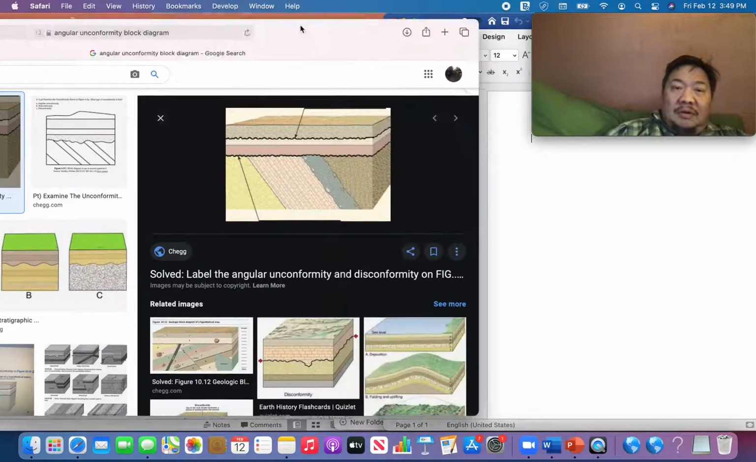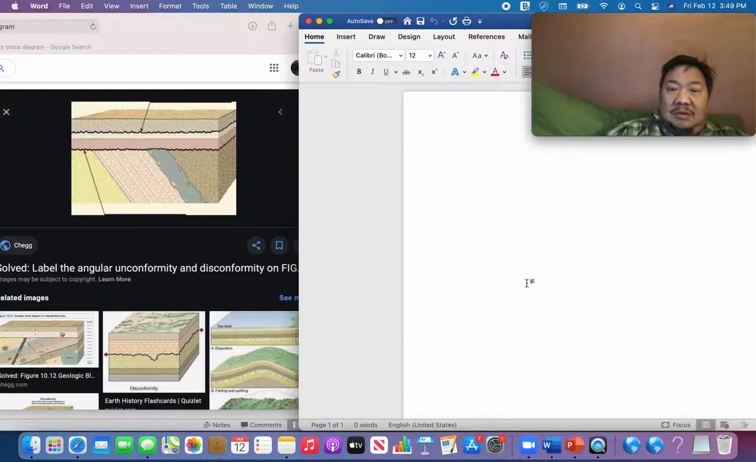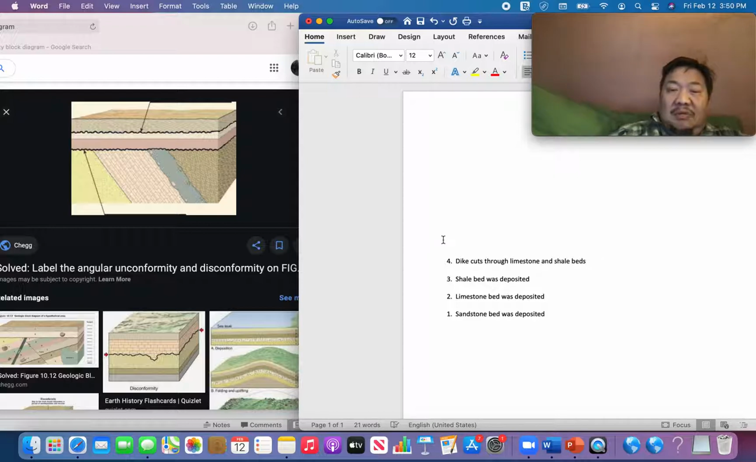The correct answer for this is what happened first. The yellow bed, sandstone, was deposited. Then what happened? A limestone bed was deposited. Then what happened? A shale bed was deposited. Then what happened? The dike cuts through limestone and shale beds. Then what happened? Then the sandstone, limestone, shale beds, and dike were tilted.